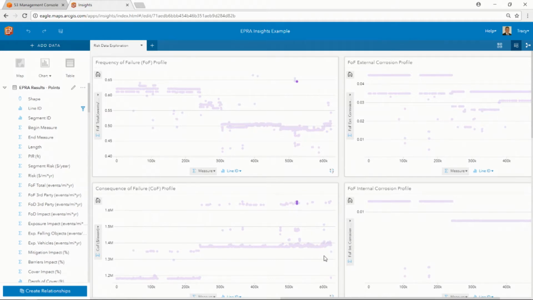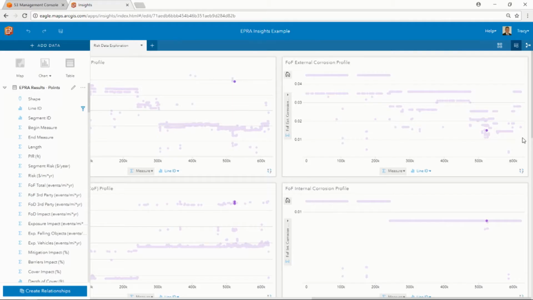So again, no surprise. Now, we can't really do much about consequence of failure other than reduce pressure and reduce throughput on the line, or actually physically move the line. But if we can understand what the threats of concern are that are driving this frequency of failure and mitigate them, then we can go ahead and take care of the probability of failure.